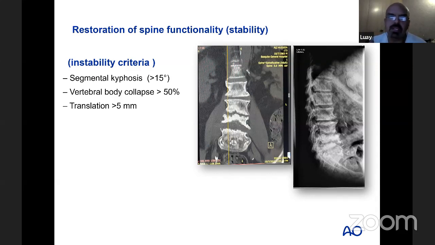If we look at this lateral plane X-ray and this CT axial, we can estimate how much the spine is unstable. For the criteria for instability, I use segmental kyphosis more than 15 degrees, vertebral body collapse more than 50%, and a translation more than 5 millimeters. All of them are clearly present.